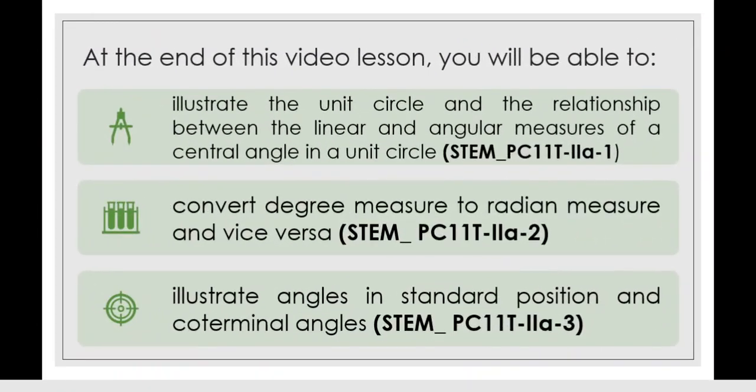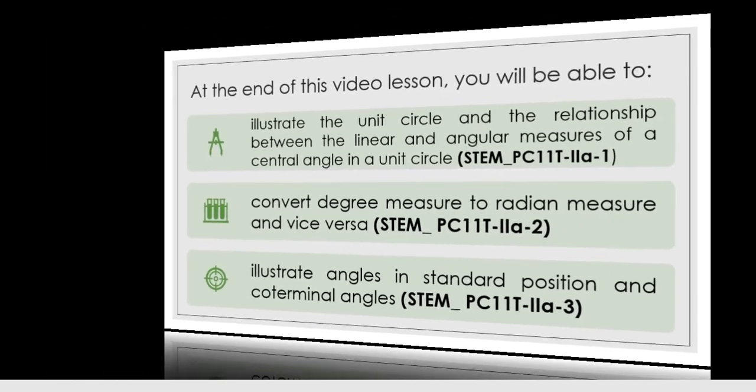So at the end of this video lesson, you will be able to illustrate the unit circle and the relationship between the linear and angular measures of a central angle in a unit circle. Next is convert degree measure to radian measure and vice versa. And lastly, illustrate angles in standard position and coterminal angles.